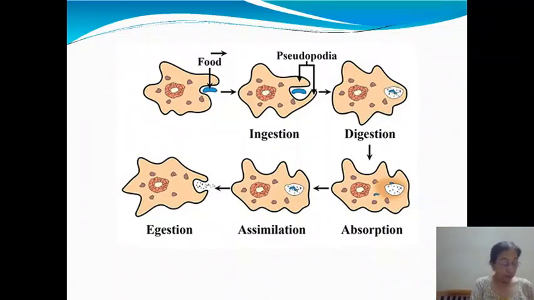Since amoeba consists of only one cell, it does not require any blood system to carry the digested food. The digested food just spreads out from the food vacuole into the whole of the amoeba cell. After absorption, the food vacuole disappears. See, the food vacuole has disappeared.